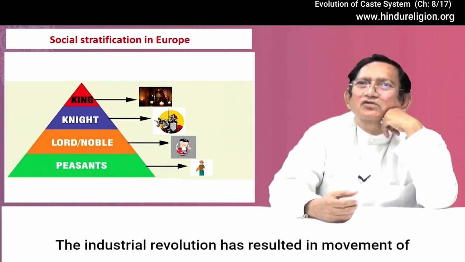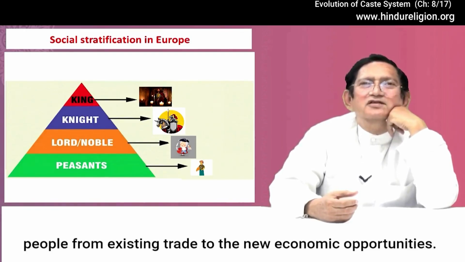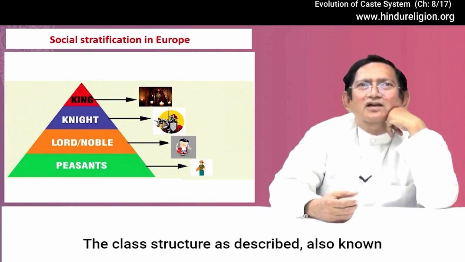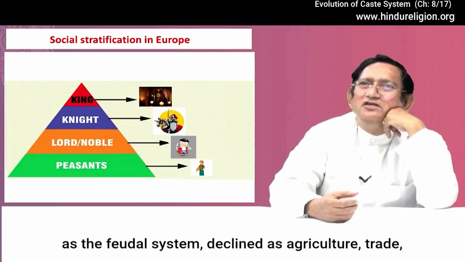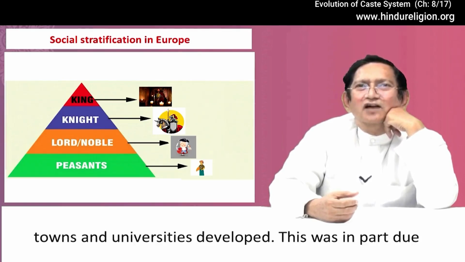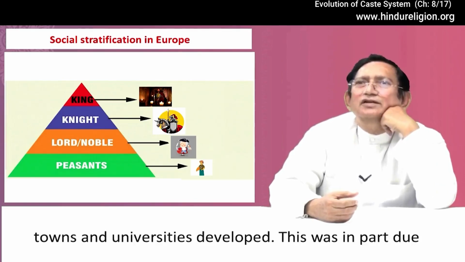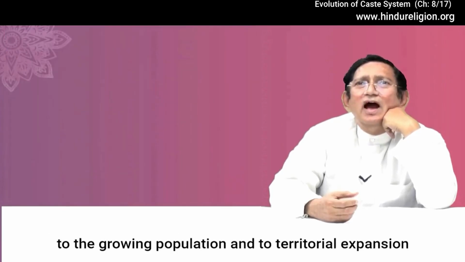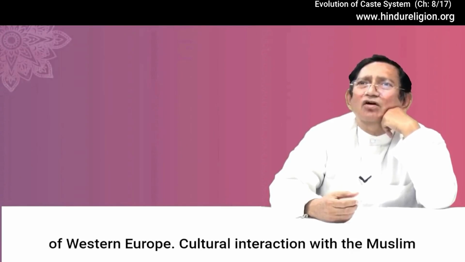The Industrial Revolution has resulted in movement of people from existing trade to the new economic opportunities. This has changed the class stratification. The class structure, as described, also known as the feudal system, declined as agriculture, trade, towns and universities developed. This was in part due to the growing population and to territorial expansion of Western Europe.